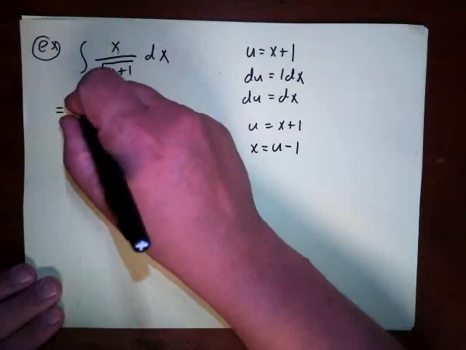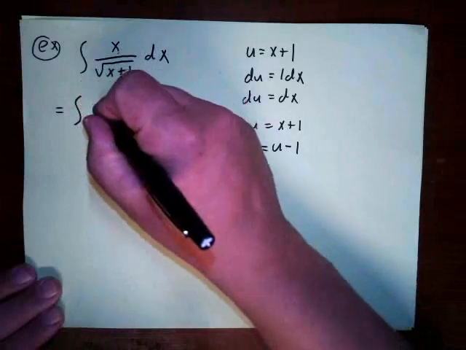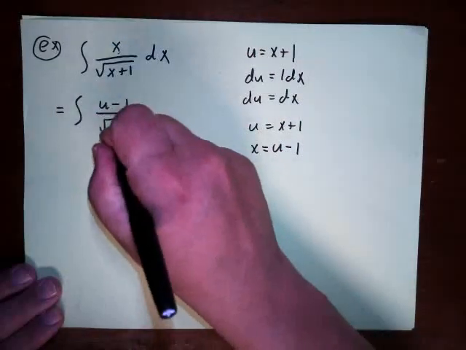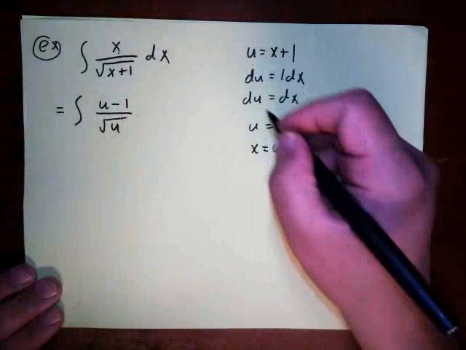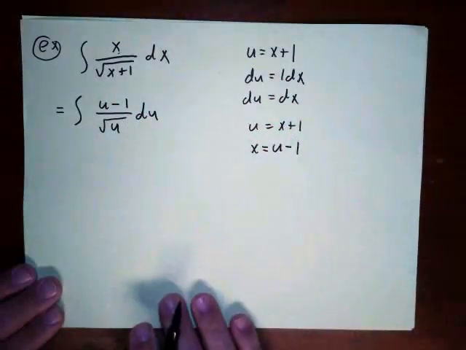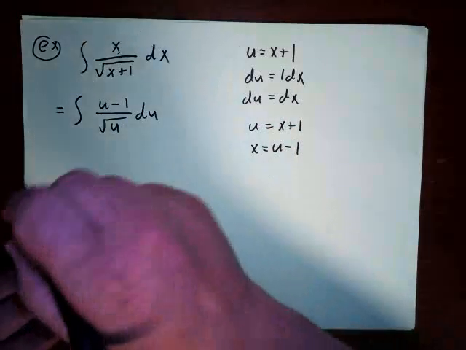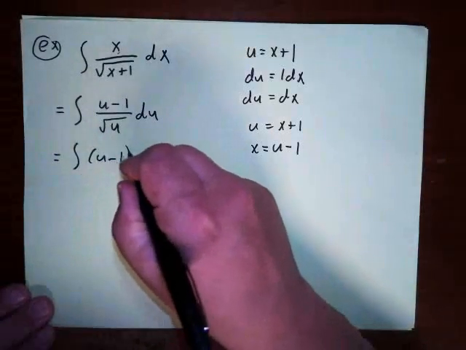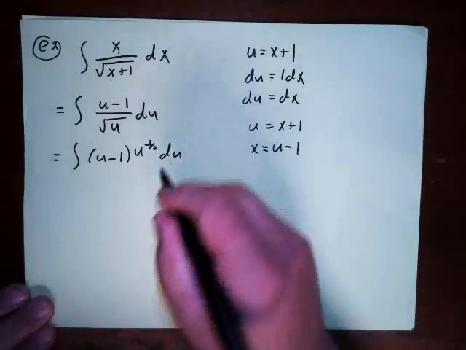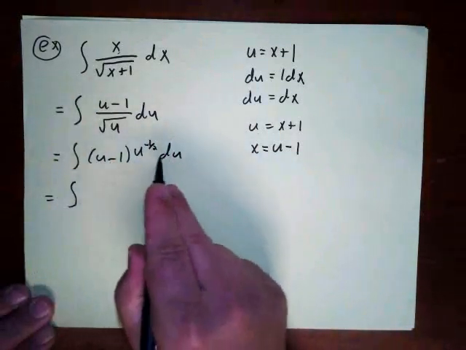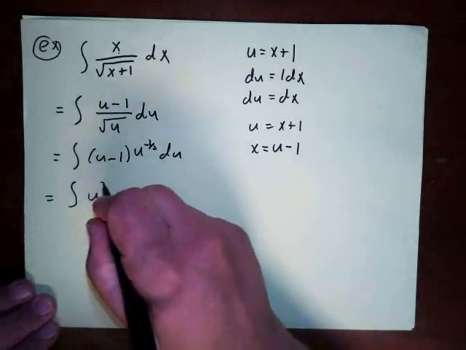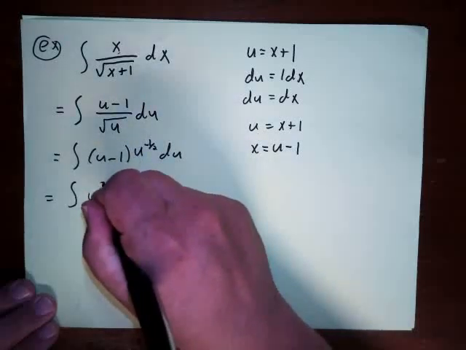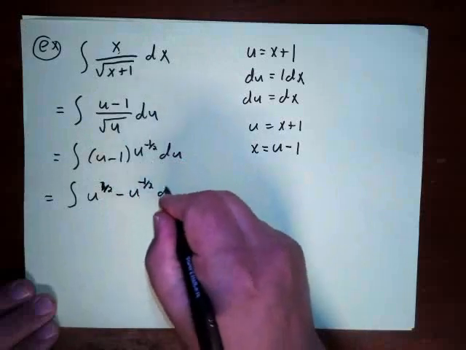So what I can do is make the following substitution. In for x, I'm going to do u minus 1. And then in for x plus 1, I'm going to do u. And then for dx, I can do du. And you get that. And so now this is something we can integrate. I could rewrite this as u minus 1, times u to the negative 1/2, du. And now I can distribute the u to the negative 1/2 over. Oh, sorry, I get u to the positive 1/2 minus u to the negative 1/2 du.